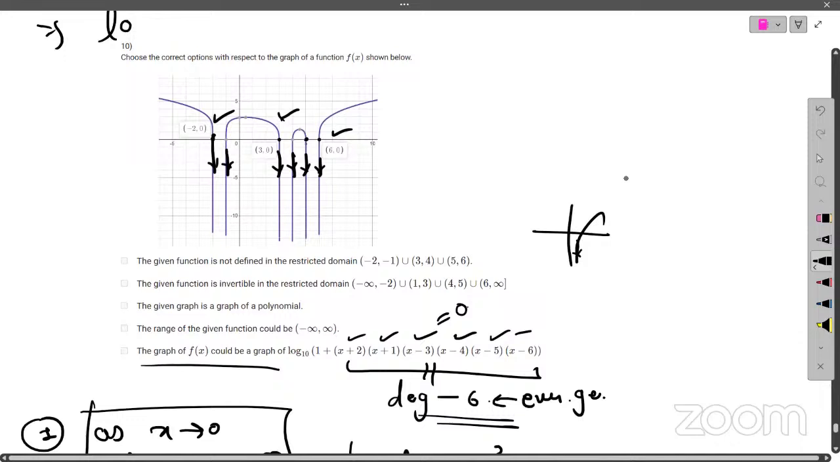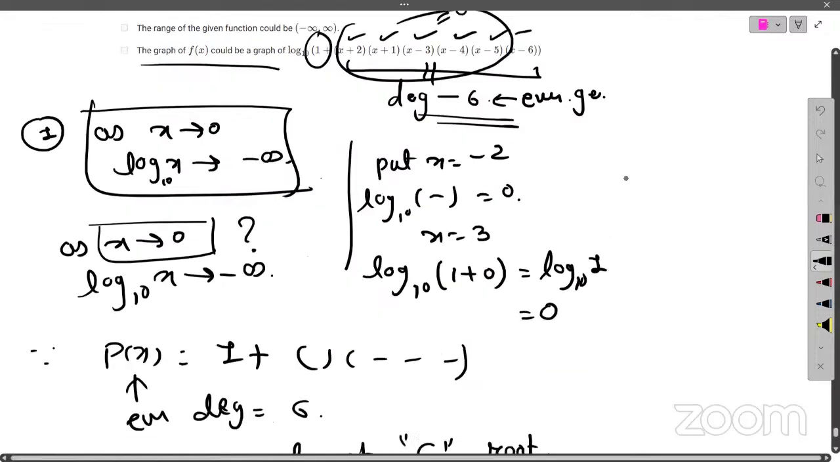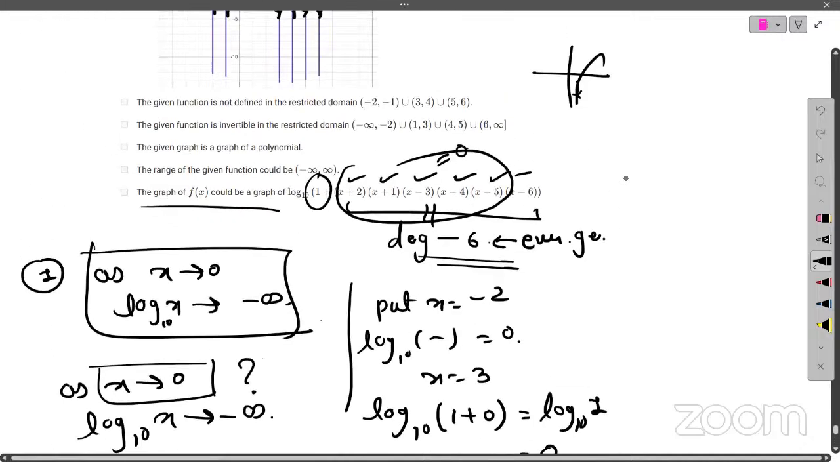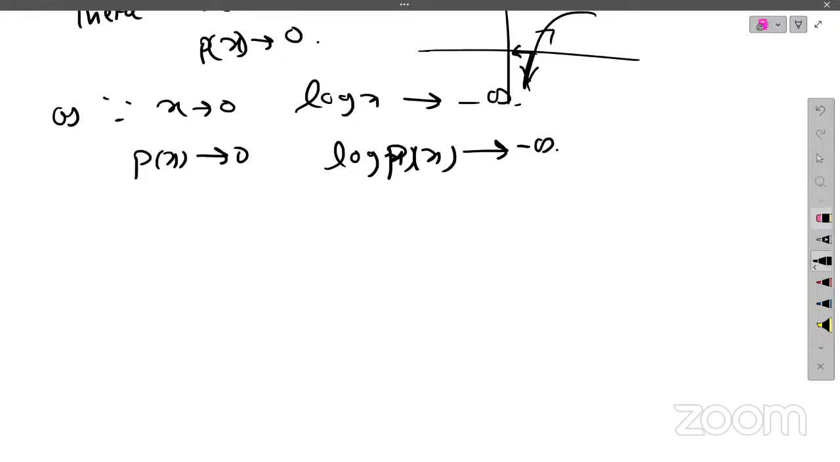So here there is one thing: this minus infinity behavior is happening at zeros of these functions. But here this plus 1 is there. So yeah, if log of this p of x goes to minus infinity, then log of 1 plus p of x also goes to minus infinity. So this thing we can actually say.